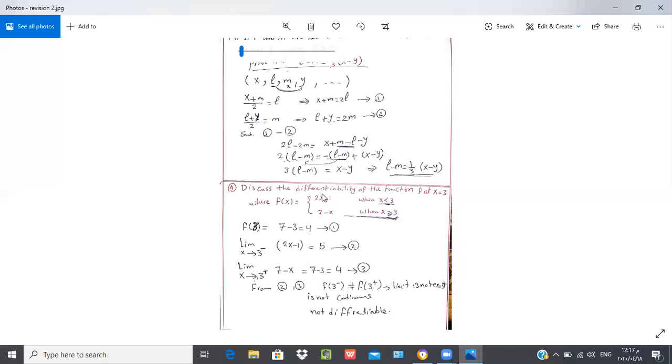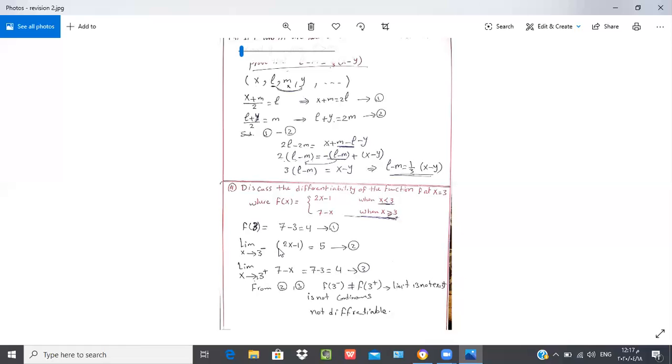Because the continuity is very easy, I will check it first. Here, if I want to check continuity, I check 3 parts: f of 3, limit from left, limit from right. f of 3, from the equal part, is 7 minus 3, it will be 4. Limit from the left, I will deal with x smaller than 3. So instead of x, I will put 3. It will be 6 minus 1, it will be 5. And the limit as x approaches 3 from the right, from 7 minus x, will be 4.